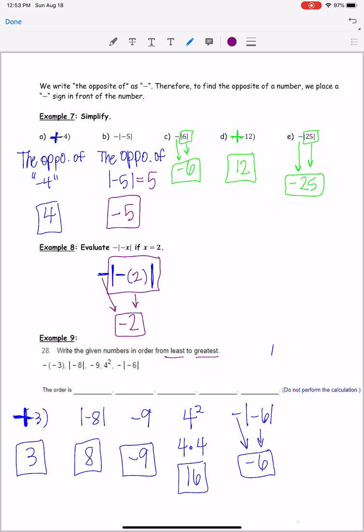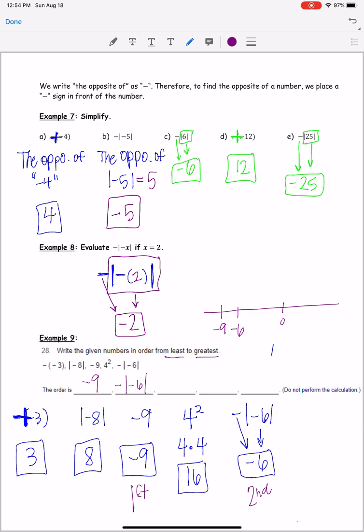So my smallest number here is going to be -9. Okay, think of that number line. You've got -9 way over here from that 0. So we're going to put -9 first. My next number is the only other negative number we have, which is this -6. So -6 is going to be somewhere over here. But this is what it means by do not perform the calculations. It doesn't want -6 as the answer. It wants the negative absolute value of -6.